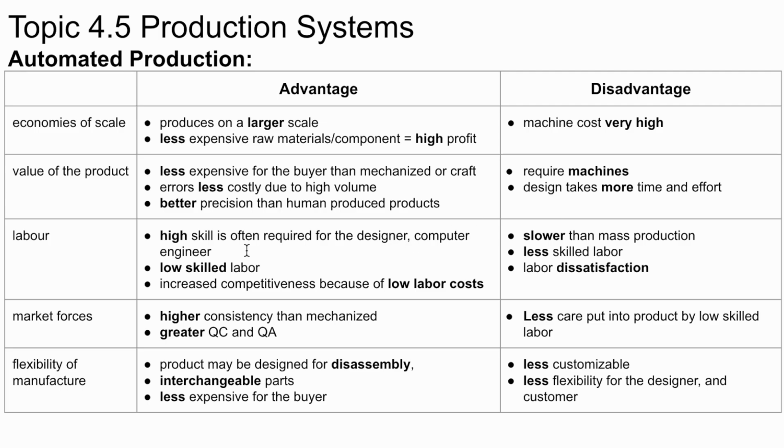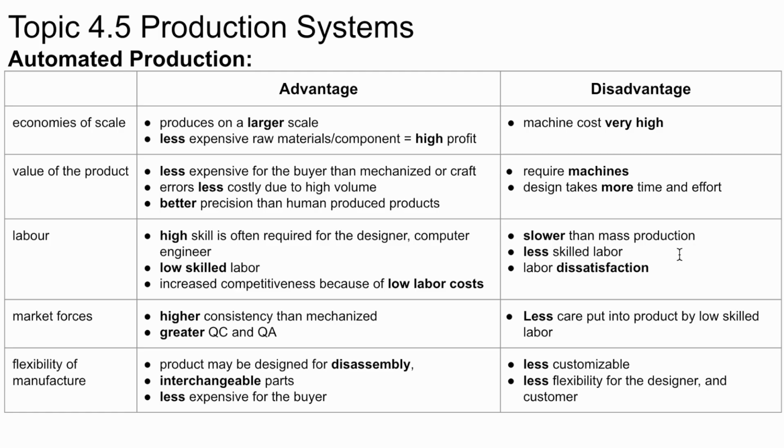You need highly skilled people for the designing and computer engineering aspect of this production system, but at that point you can use low skilled labor because the machines are actually running. So essentially the low skilled labor are people who are making sure the machines are doing what they should be doing. But you can have increased competitiveness because your labor costs are lower.